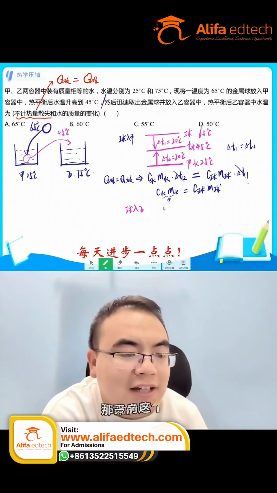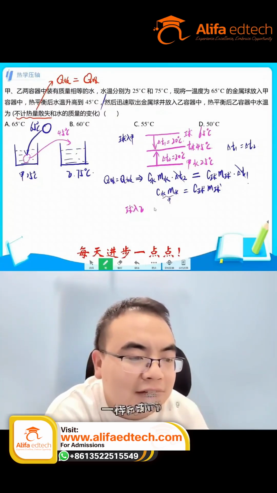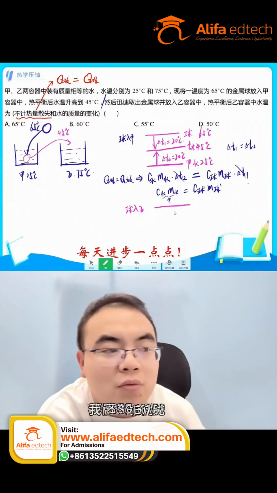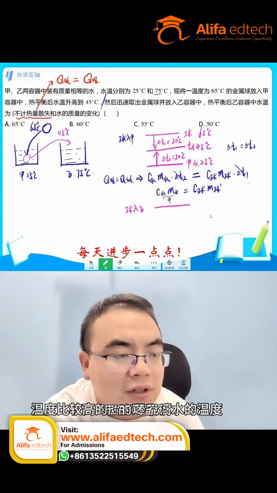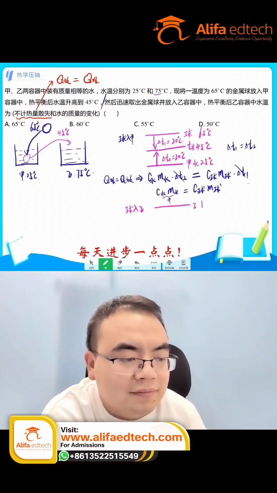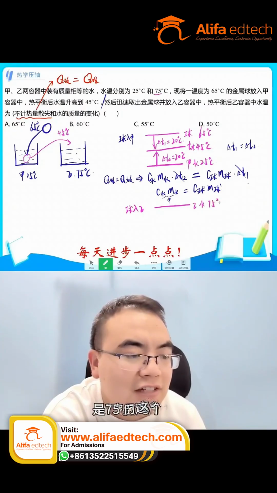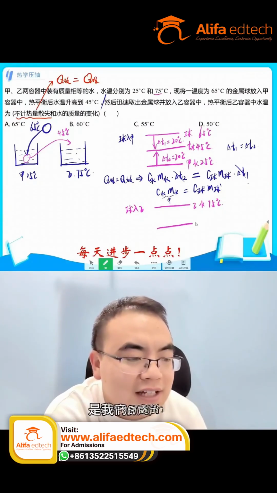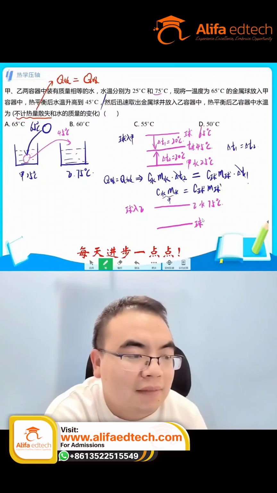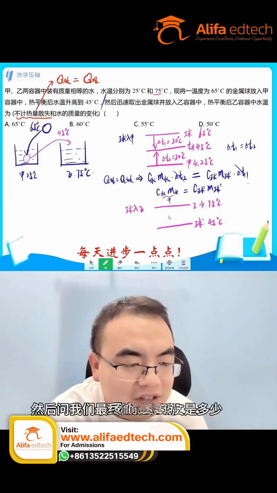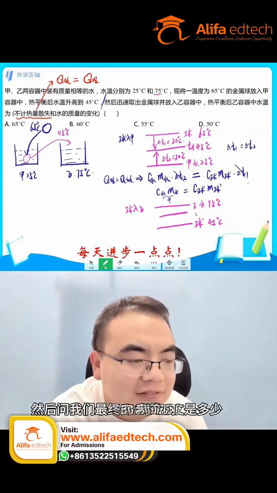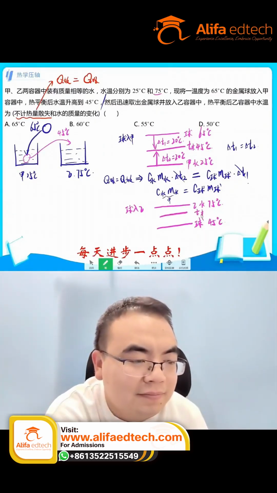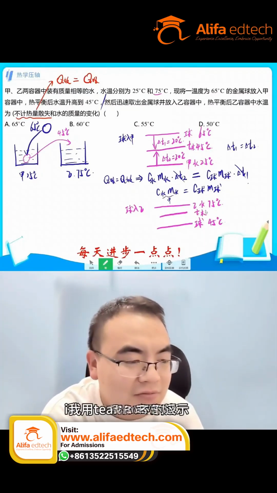Let's take a look. So when it enters our container, it's the same process. At this point, the one with the higher temperature should be the water. It's at 75 degrees Celsius. And the one with the lower temperature now is our ball. Its temperature is 45 degrees Celsius, and we're being asked what the final equilibrium temperature will be. Let me use a prime symbol to represent it, okay?